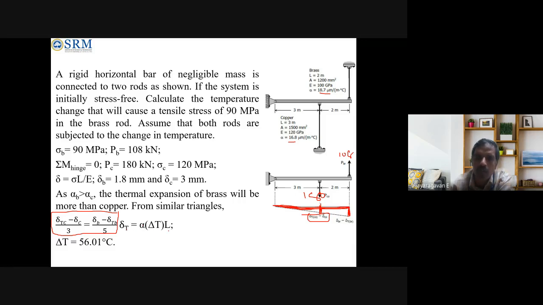There is a formula that we know and have used in the previous problems. So in this, you substitute delta T, the thermal expansion for brass and copper, which you calculate separately, and that will be in terms of temperature because we don't know the temperature. And the mechanical expansion for brass and steel we have calculated here. So you can substitute that and calculate the value of change in temperature, which will come around 56 degrees centigrade. Can you follow it?